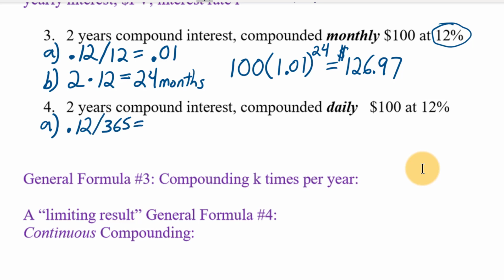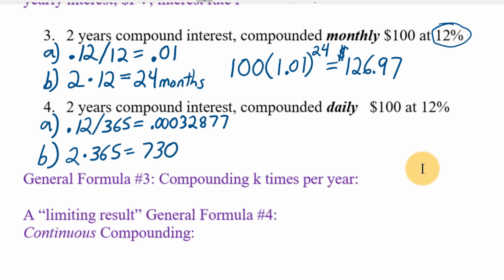And our daily interest rate is 0.000328877. The decimals keep going. Let's just round it off to 5 significant digits there. And then B, how many compounding periods will there be in 2 years if there's 365 days per year? Well, 2 years times 365 days per year equals 730 compounded periods, 730 days in this case.